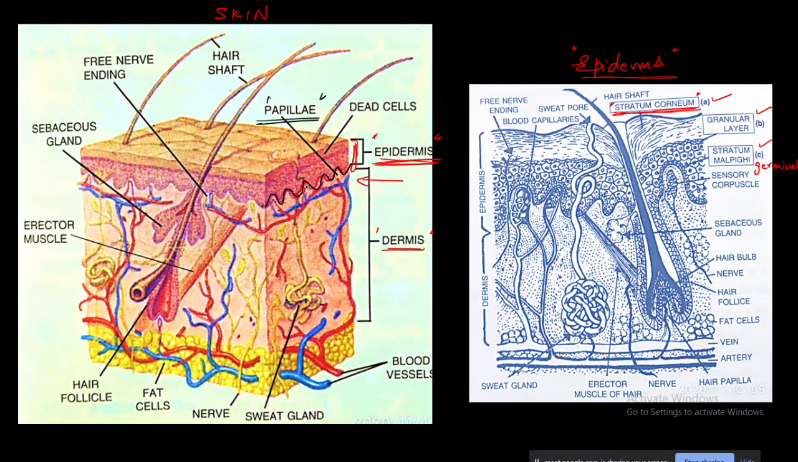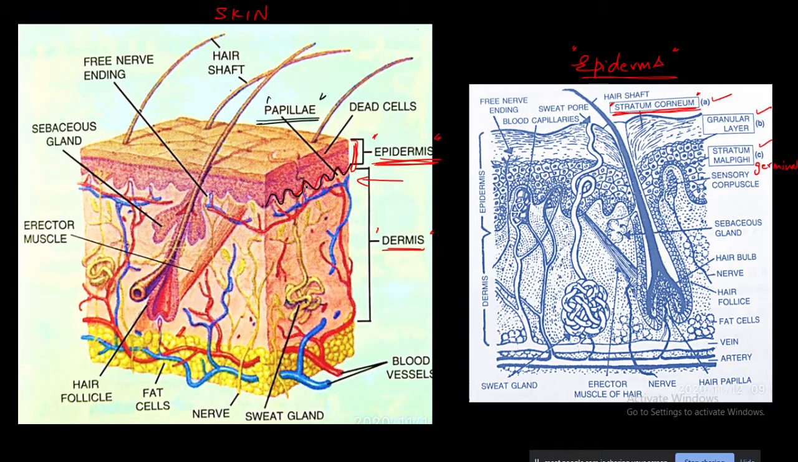Therefore, whatever sensation of touch and pain we feel is due to the nerve endings that are present in this papillae region. Okay, and below the dermis there is fat tissue, which acts as insulation. These fat cells act as insulation, and in the dermis region we have the supply of blood vessels, and so on.